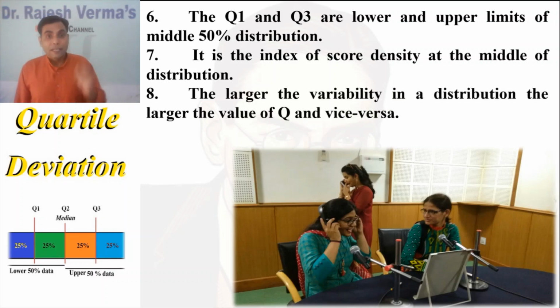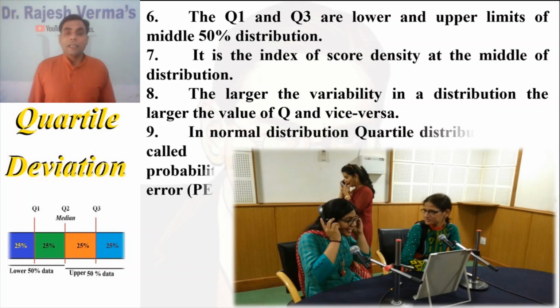Then, the larger the variability in the distribution, the larger the value of Q, and vice versa. This is a very important point here. It means if the data set has higher variability, particularly in the middle 50% of the data, in that case the value of Q will certainly be higher, and vice versa too.